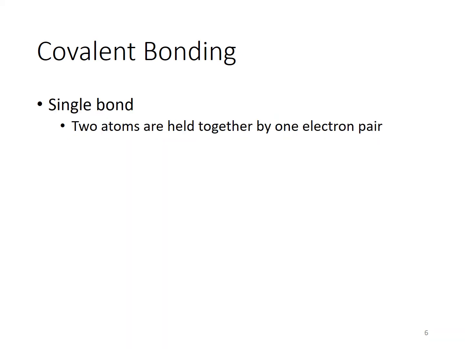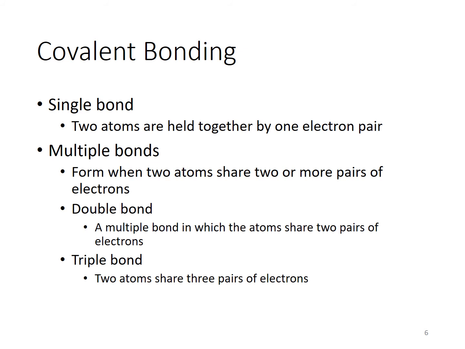Single bonds are what we've seen so far, where 2 atoms are held together by 1 electron pair, and that's where we show one line, which is a single bond. There are also multiple bonds. They form when 2 atoms share 2 or more pairs of electrons. A double bond is a type of multiple bond in which you share 2 pairs of electrons, and a triple bond is 3 pairs of electrons. So a triple bond is 6 electrons total, a double bond is 4 electrons total, and a single bond is just those 2 electrons total.